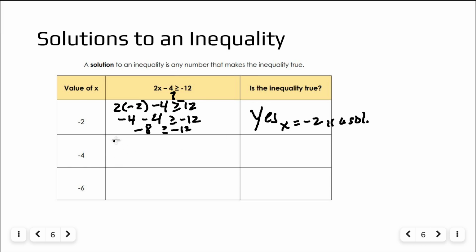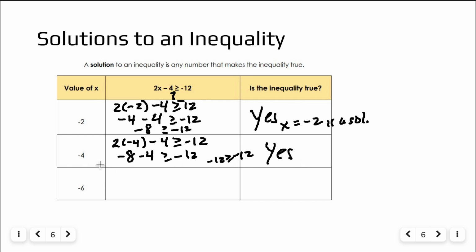All right, let's try with negative 4. We have 2 times negative 4 minus 4. We're asking ourselves the question, is it greater than or equal to negative 12? So negative 8 minus 4, that's negative 12. Is negative 12 greater than or equal to negative 12? Yes, it's equal to it. So x equals negative 4 is a solution.